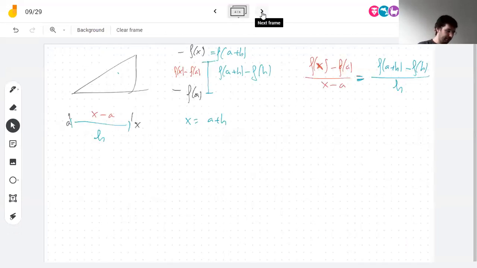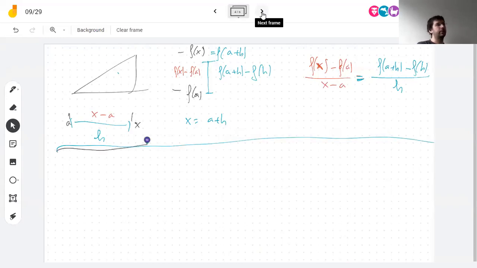So let's use this formula for the other limit, for the other example. It would be easier, but I don't want to do the same example twice. So let's do another one. Let's do on the hyperbola.